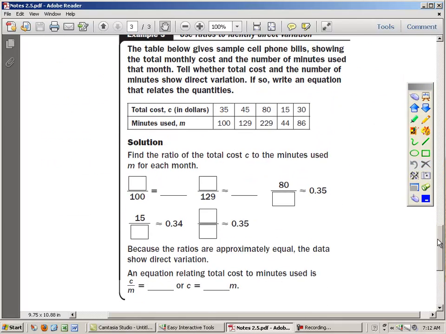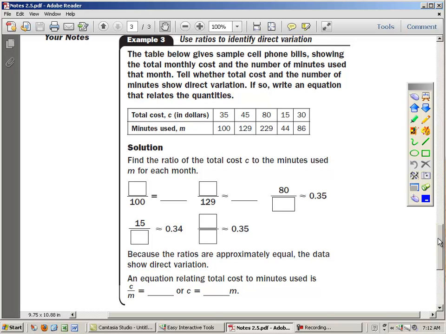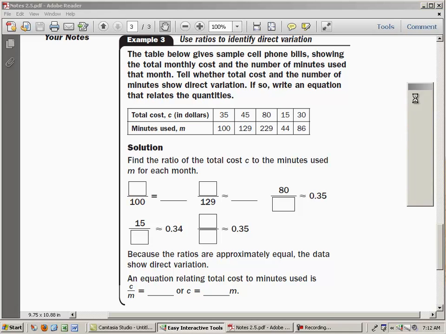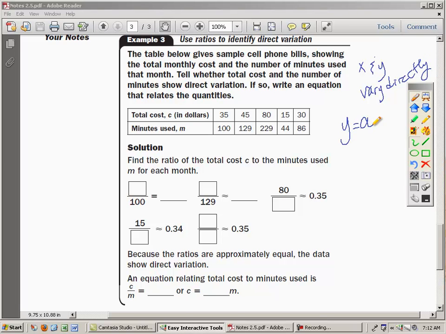All right. Finally, on the last page here, we're going to talk a little bit about using ratios to identify direct variation. Now, if the values of x and y vary directly, that means that if I write my direct variation equation, y equals ax, I can divide both sides by x and solve for a. And so the constant of variation is always y over x.